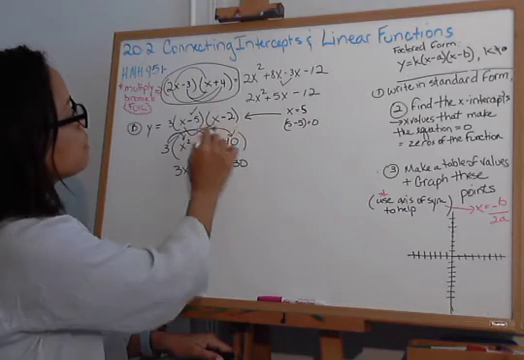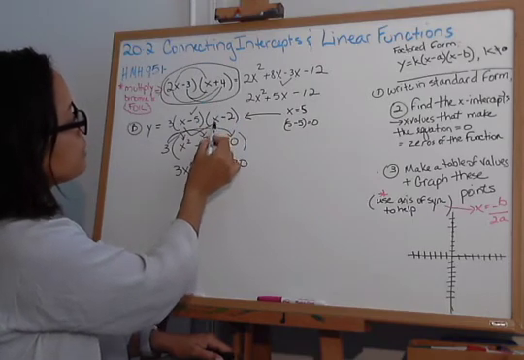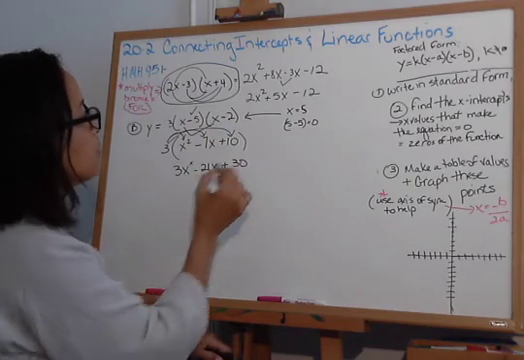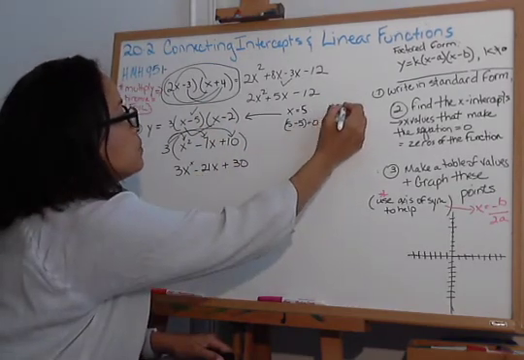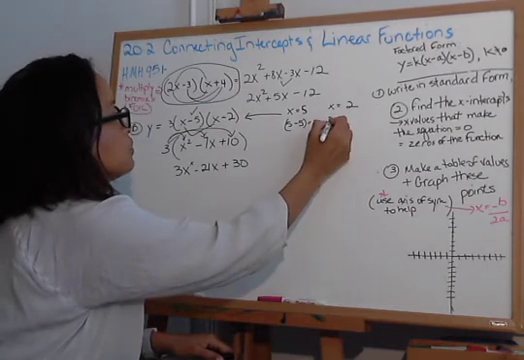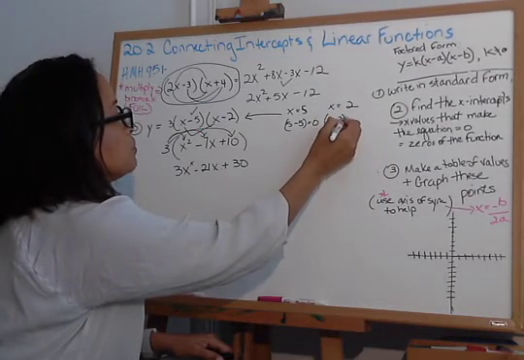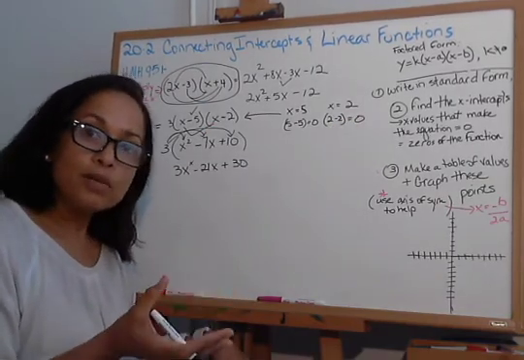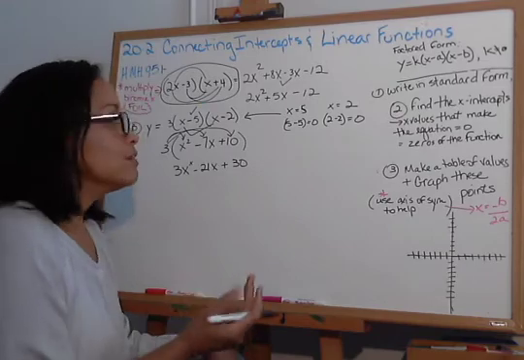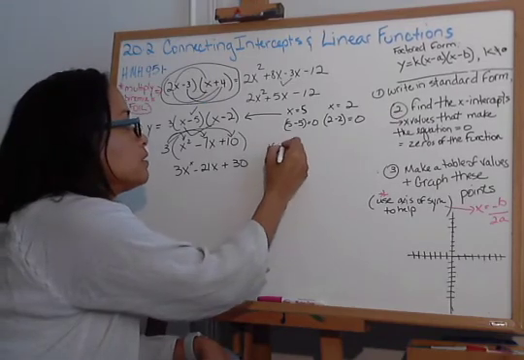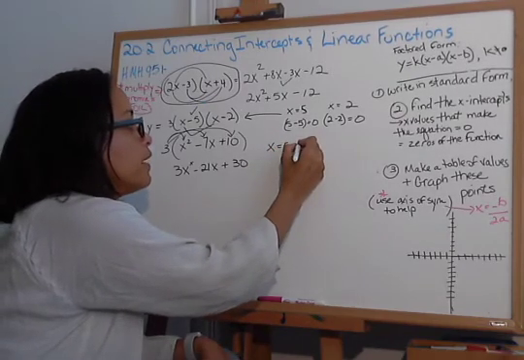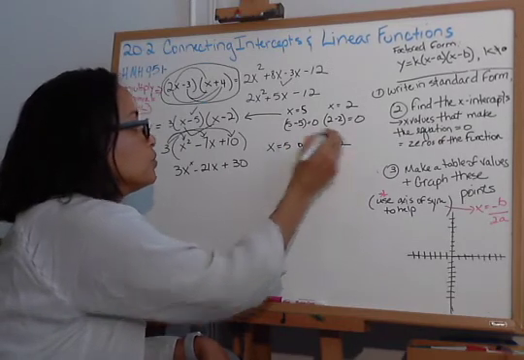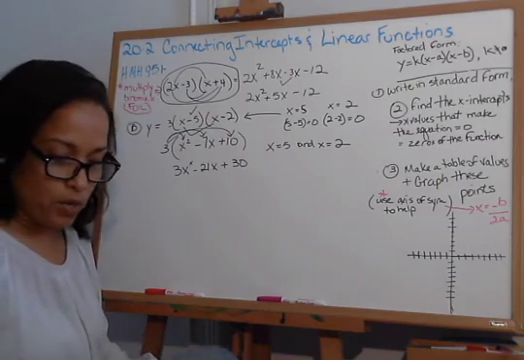What about this factor here? What x, if I plugged it into this factor, would make this entire thing 0? Well, if x was equal to 2, because 2 minus 2 is equal to 0. So my x-intercepts, or my zeros in this function, are x equals 5 and x equals 2.